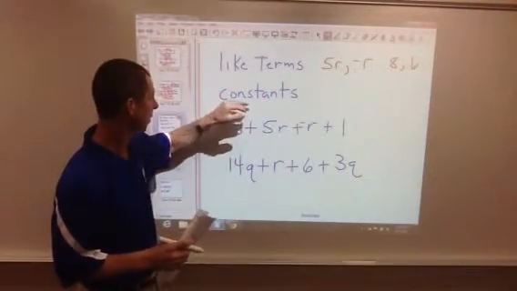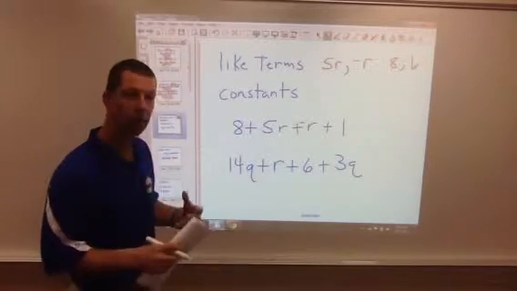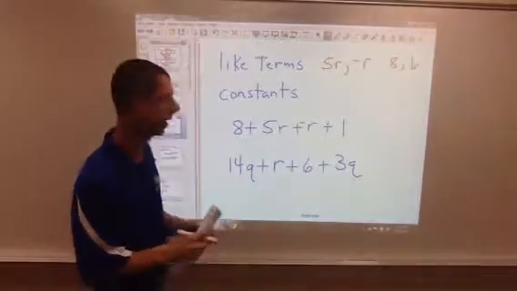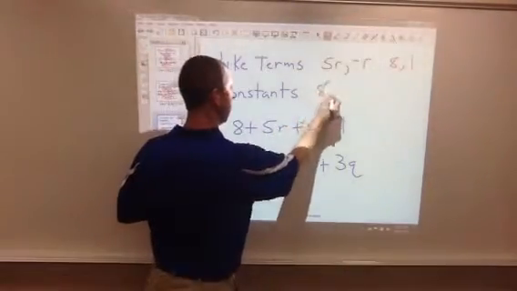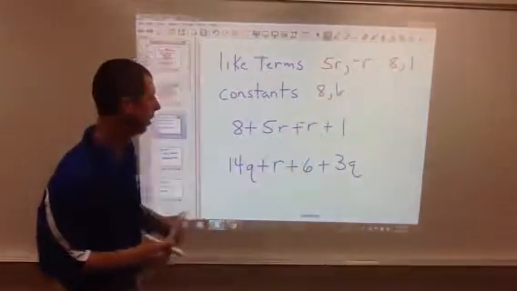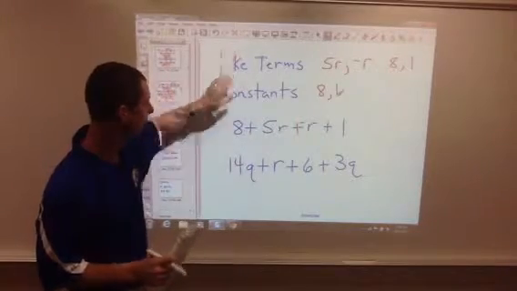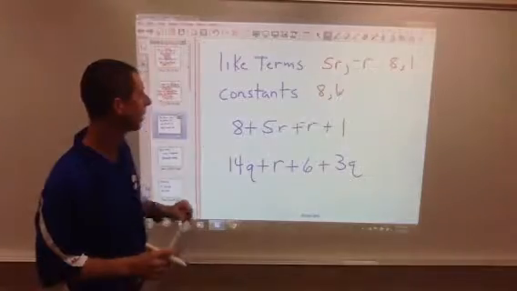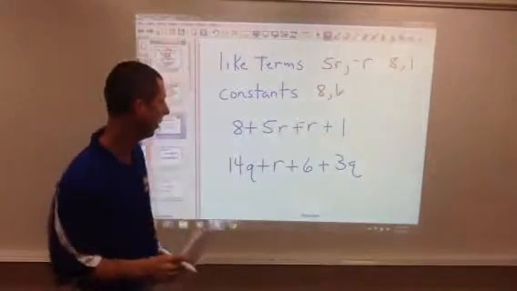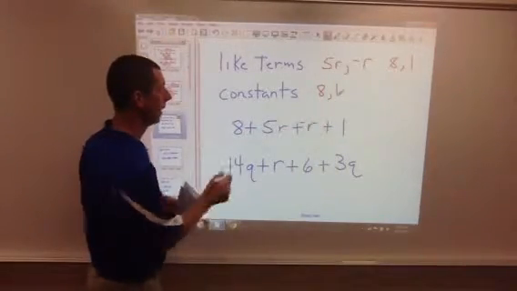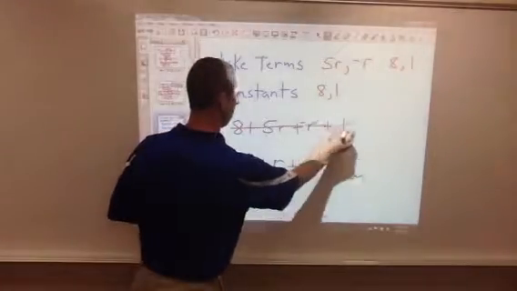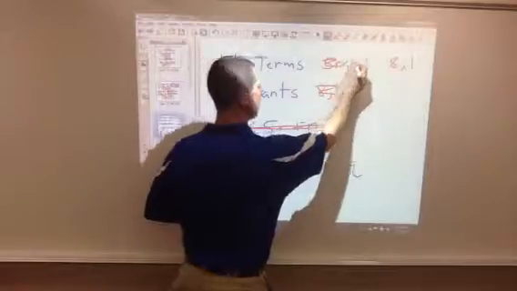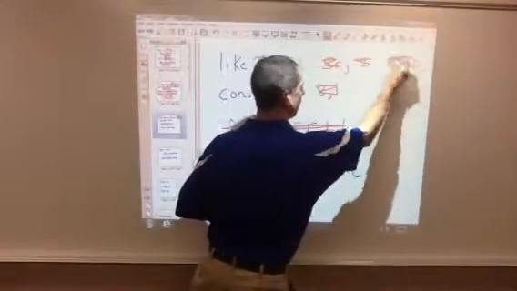Okay? The constants. The constants are the numbers without variables. Here's a constant and here's a constant. They can be combined. 8 and 1 are constants. Okay, so here are the like terms for this problem: 5r and negative r, 8 and 1. And the constants are 8 and 1. Okay, so let me cross this one out now. We did that one. Let me cross out these answers as well. We don't want to mix them up with the next one. We're going to do the next problem also.